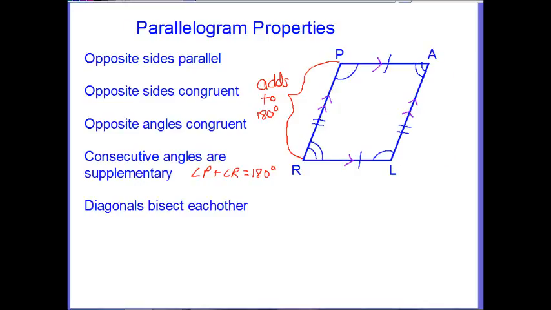Last but not least, my diagonals bisect each other. So I'm going to go ahead and draw in my diagonals. There's one diagonal, and there's my other diagonal. Now, the diagonals themselves are not congruent. One's going to be longer than the other. But what they do is they chop each other in half. So the diagonal PL is going to be chopped into two congruent parts, and the diagonal RA is also going to be chopped into two congruent parts. And that's what a parallelogram is going to look like.